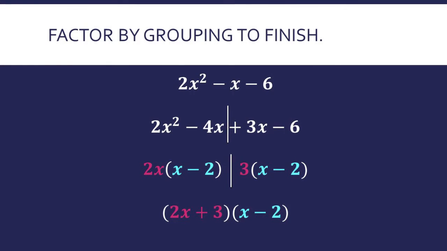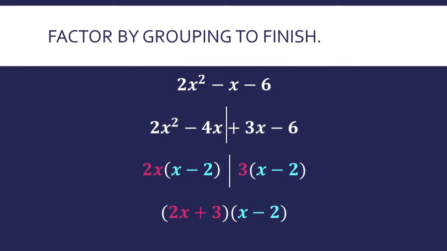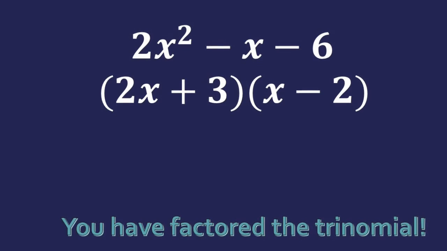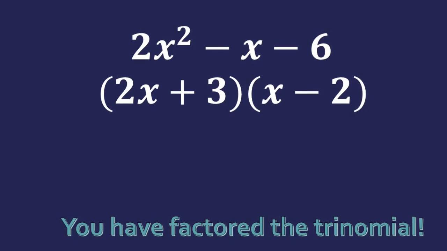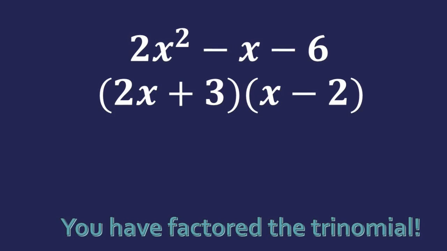Copy the parentheses down one time, and for the other factor, you take the two GCFs and create a binomial expression with the two terms as displayed above using pink and blue. Therefore, 2x squared minus x minus 6 factors into 2x plus 3 times x minus 2. You have just completed the factoring of a trinomial by using the busting the b method.